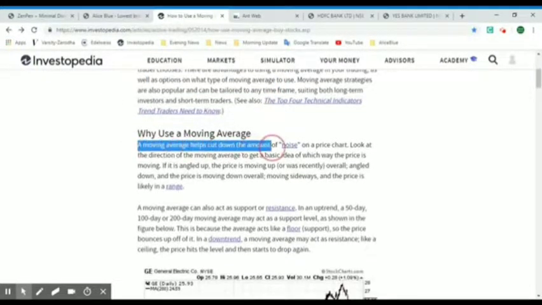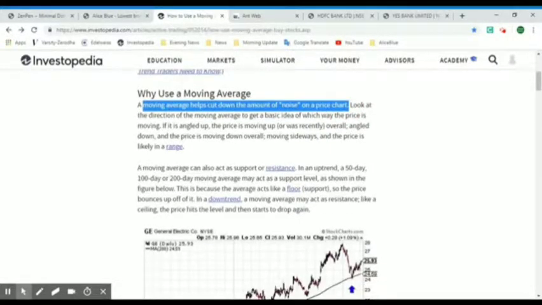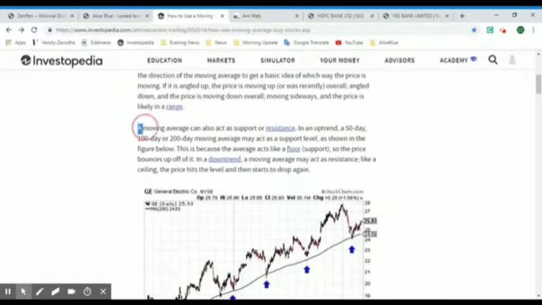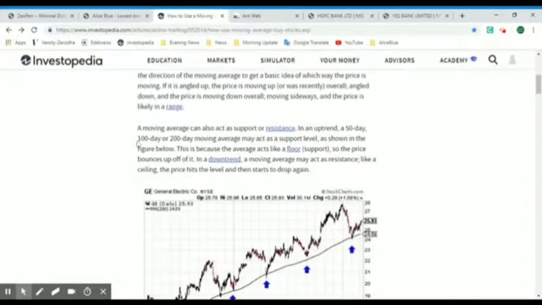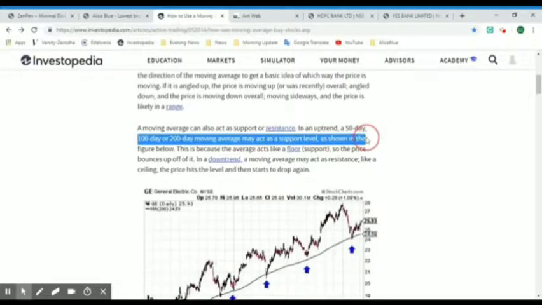So before that, why should you use a moving average? So a moving average helps cut down the amount of noise on a price chart. So you can look at the direction of the price movement without getting distracted by the sudden jerky volatility of the market. A moving average can also act as a support or a resistance in an uptrend. A 50-day, 100-day, or a 200-day moving average may act as a support level or as a resistance level if the stock is in a downtrend.